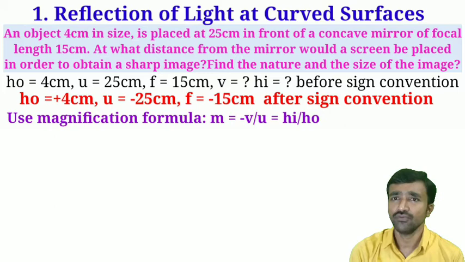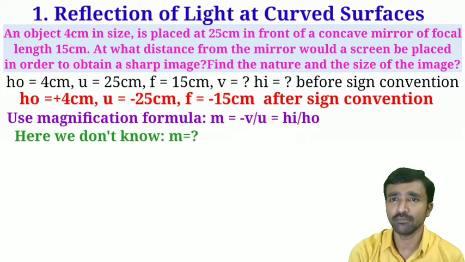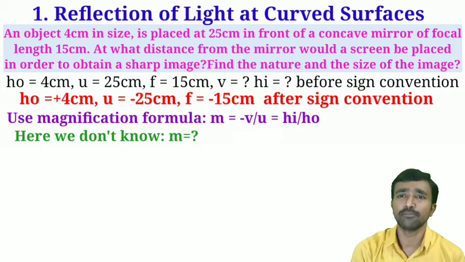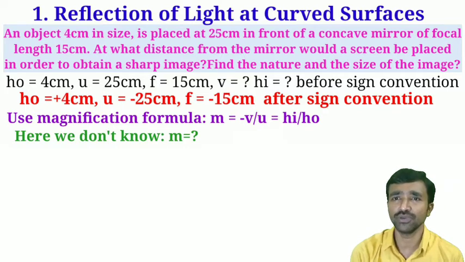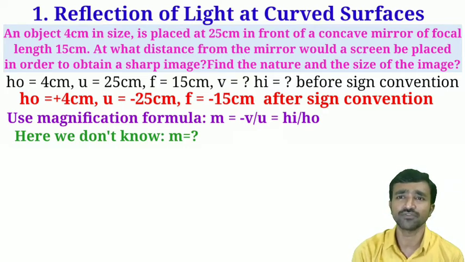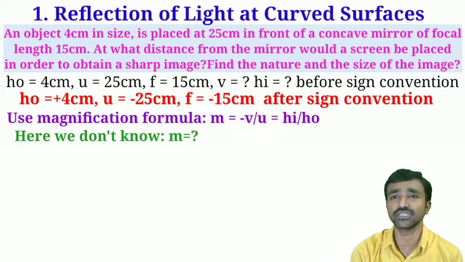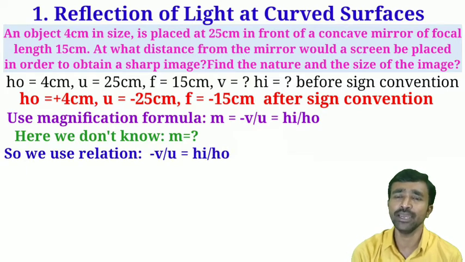So here we don't know the value of m, so we need not use this m in the formula. So the second and the third one we can use. That means, suppose mathematically a is equal to b equal to c is given, we can write three relations in this: a equal to b, b equal to c, or a equal to c. Likewise here I will use b equal to c. That means minus v by u is equal to hi by h naught.